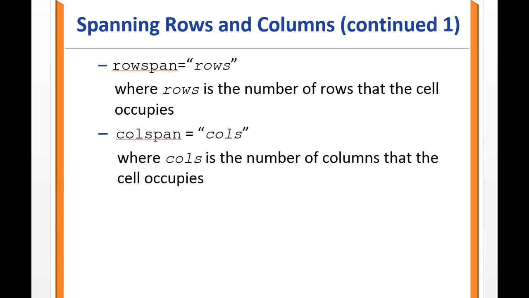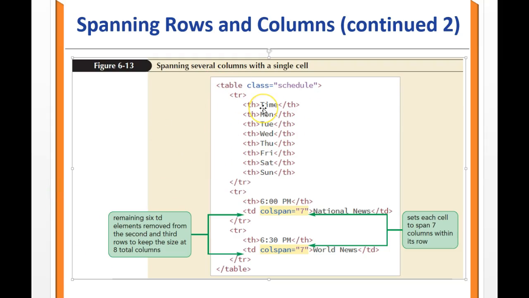So this is a great example. You are spanning several columns with a single cell. As we said, the syntax is colspan equals the number of cells. In this case, we want to set each cell to span 7 columns within its rows, so we are putting 7 in there. But it could be 3, it could be 2. It depends on how many you want to put in there.